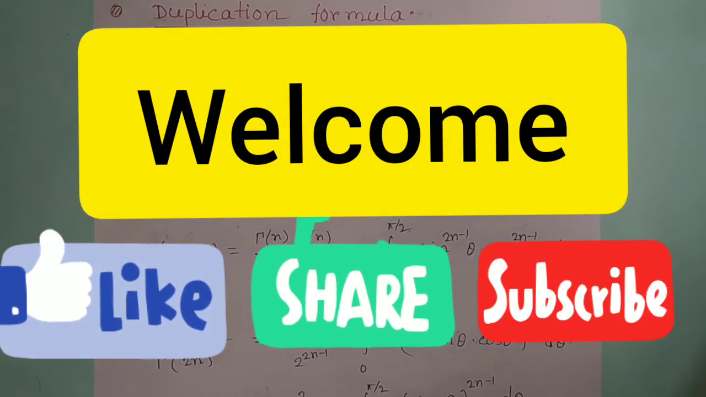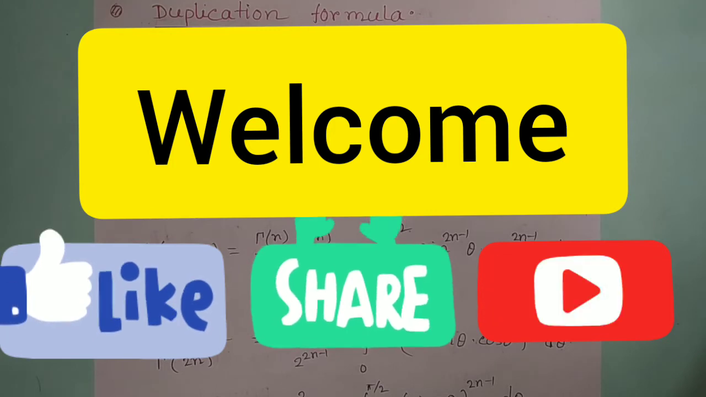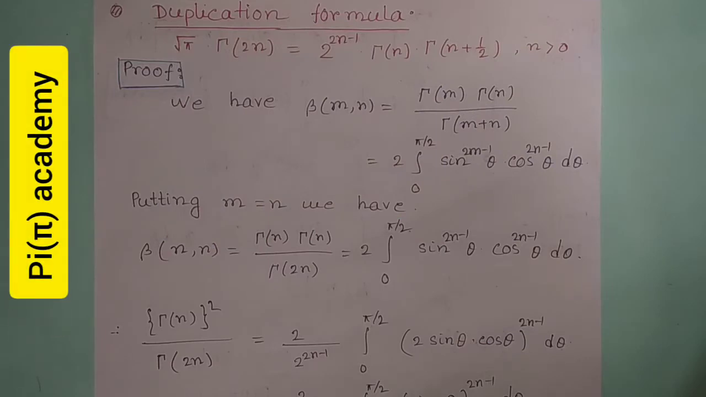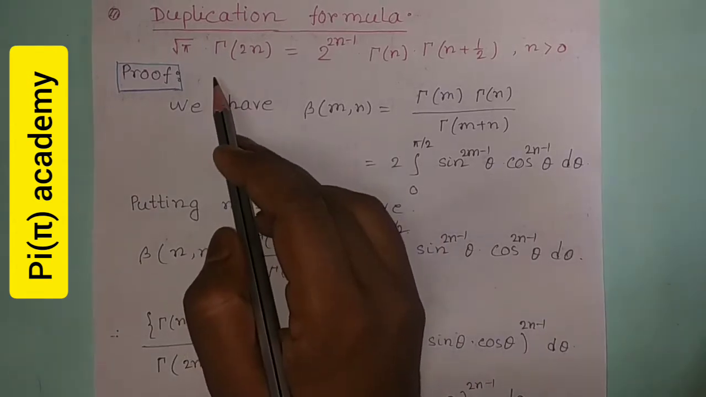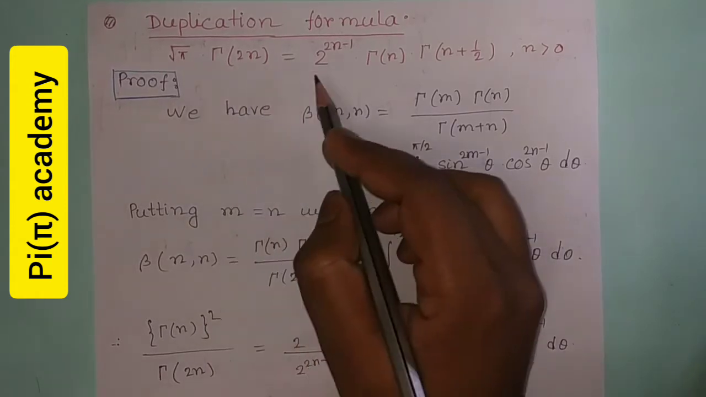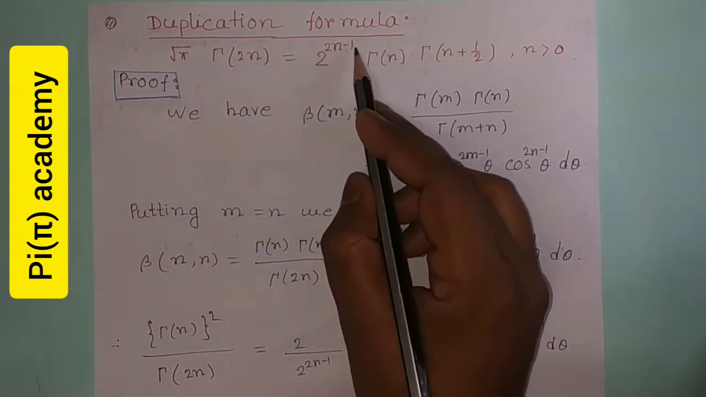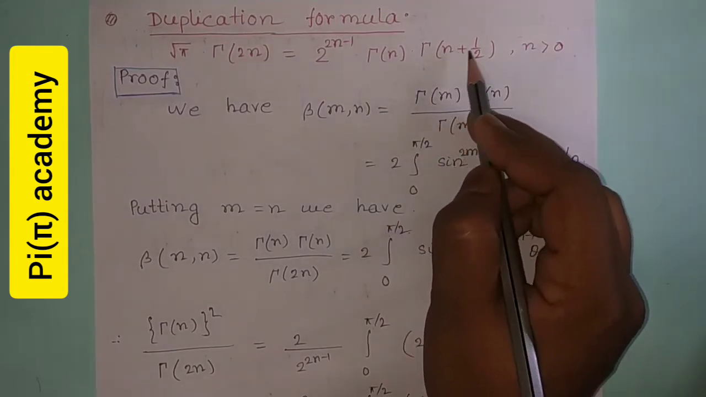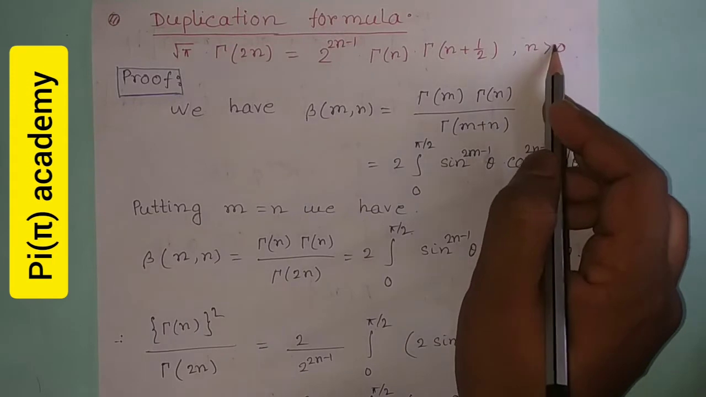This is my fourth video on beta and gamma function. Other videos' links are provided in the description box. Today I establish the duplication formula. So here is the duplication formula: root pi into gamma of 2n equal to 2 to the power 2n minus 1 into gamma n into gamma n plus half, where n greater than 0.